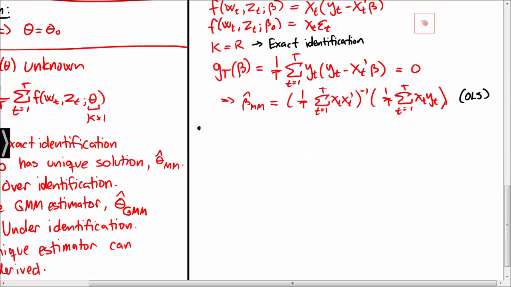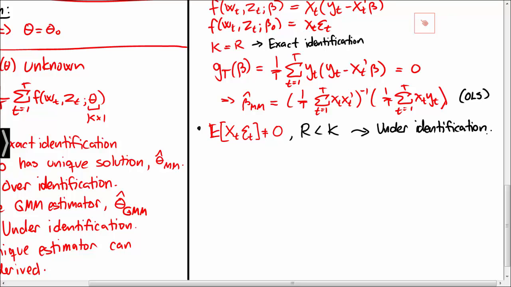Next, we consider the case where the moment condition is not satisfied. In this case, we have fewer moment conditions than model parameters, meaning that we have under-identification. This is an unfortunate situation because we cannot estimate beta consistently by the method of moments estimator.